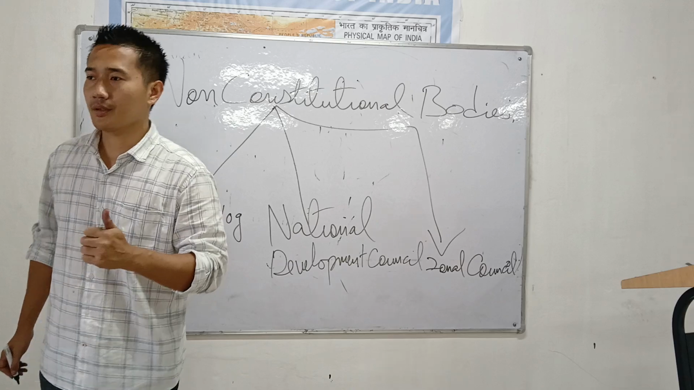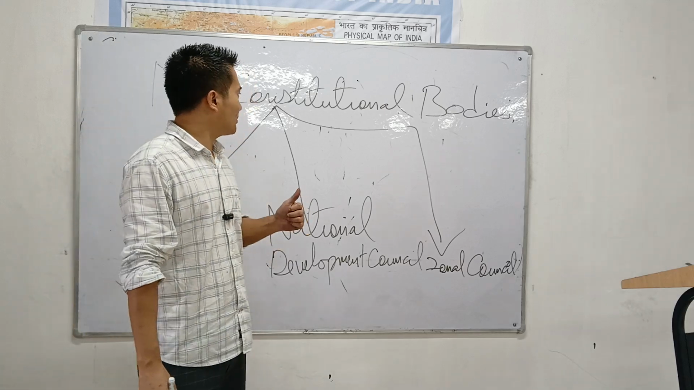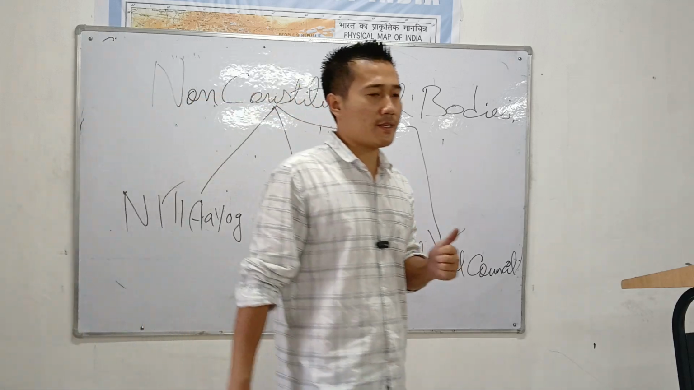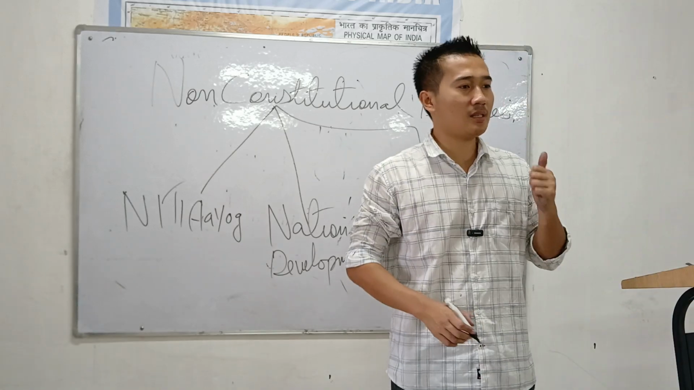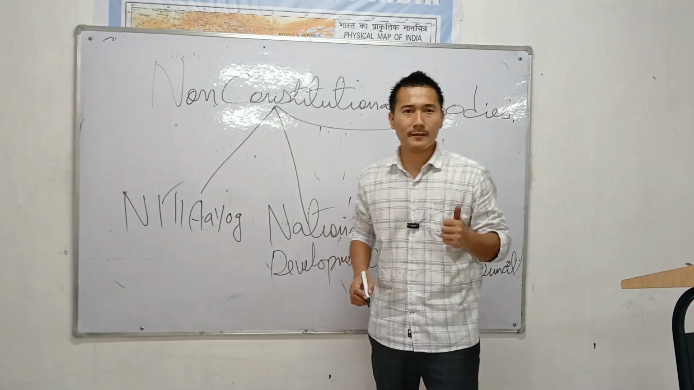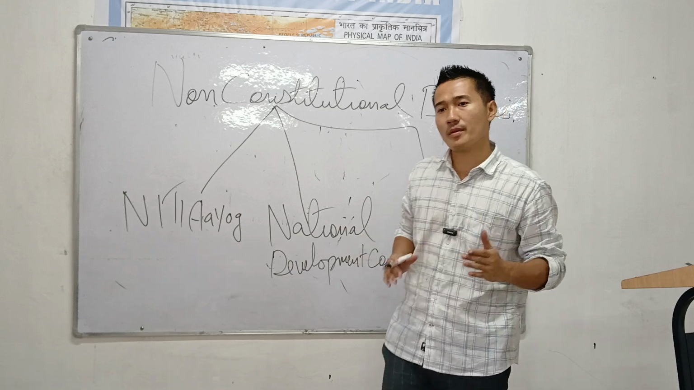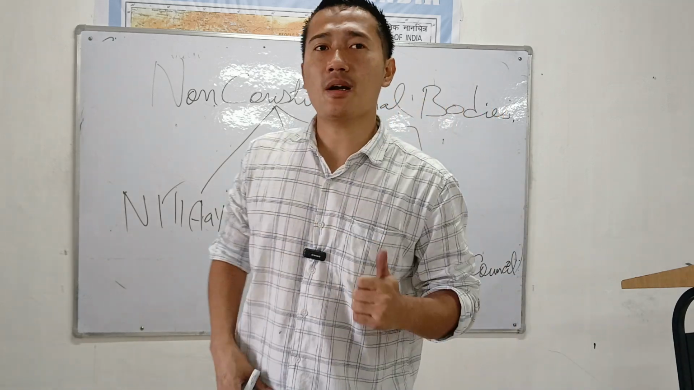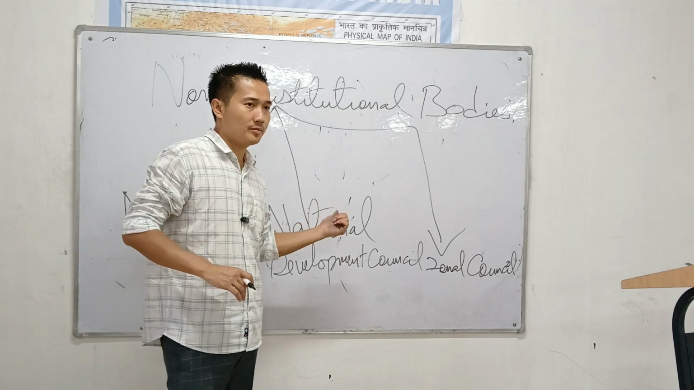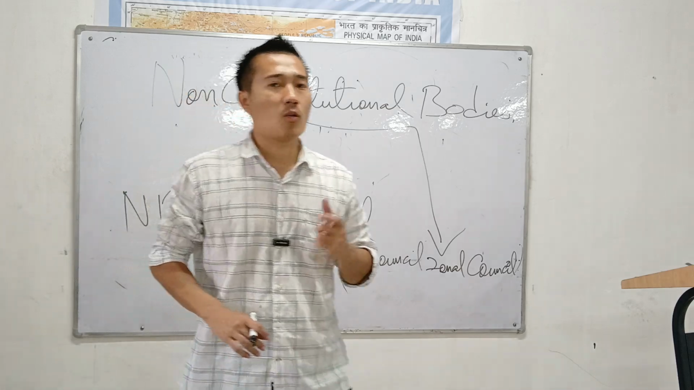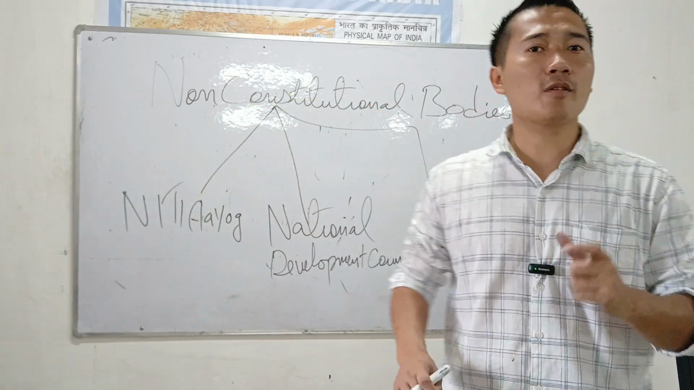Non-constitutional bodies means those bodies which are not there in the constitution directly, but which are established by an act of the parliament. That means they can be removed anytime. Anytime they can be abolished. Very easy to abolish, not like the constitutional bodies. When I say constitutional bodies, they are the most powerful bodies in India.